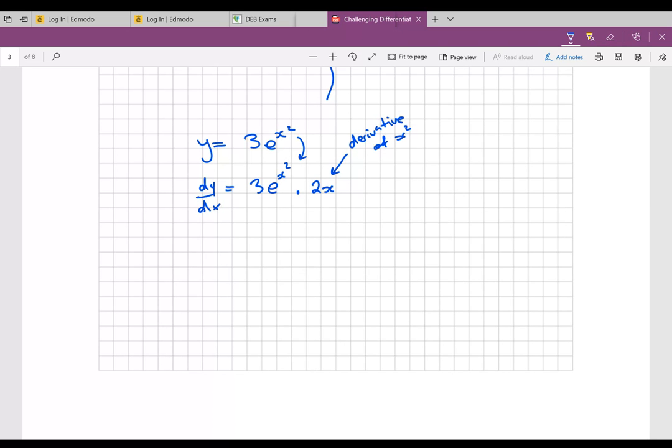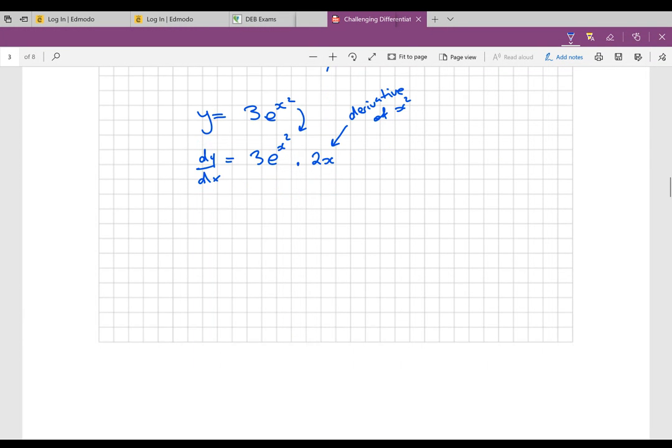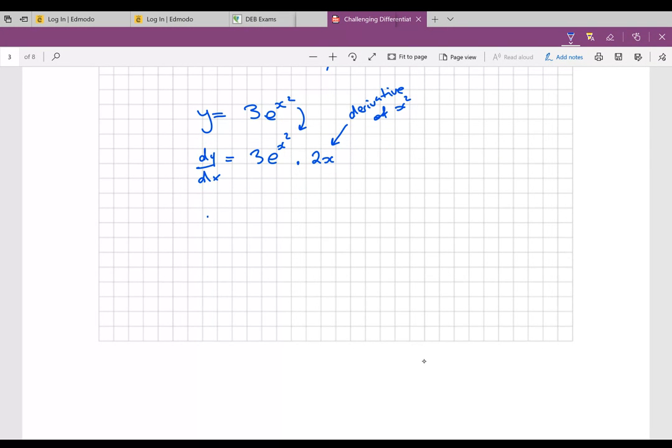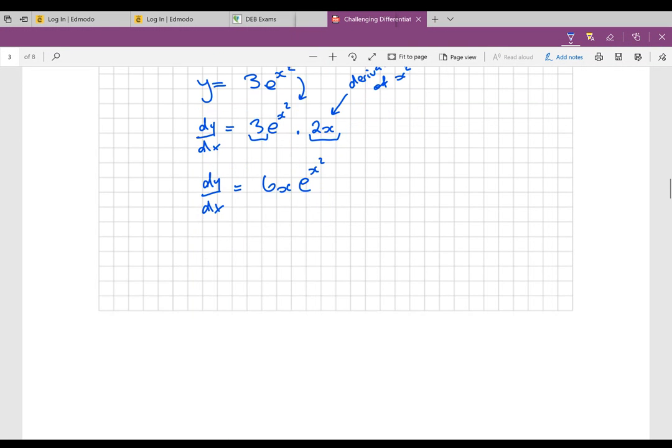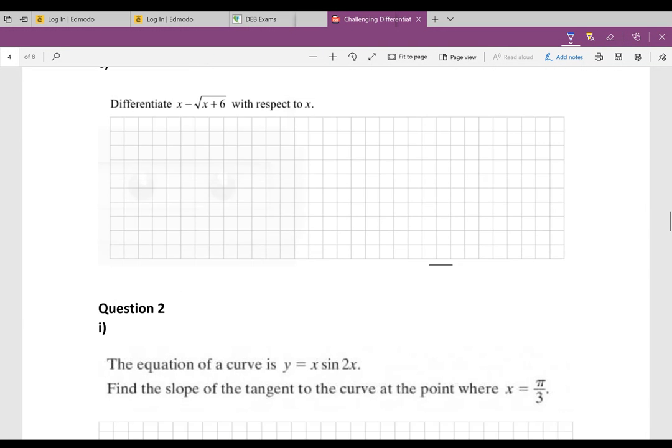Okay, the original stays exactly the same. When e differentiates it stays exactly as it is, but I multiply it by the derivative of the indice. Which leaves me with 2 by 3 is 6x e to the x squared. 2x by 3, I can multiply. These terms are all being multiplied, and e to the power of x squared stays exactly the same.